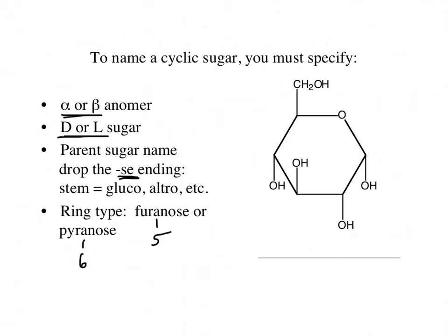So this particular example that we have right here, we're going to name it, but we have a fundamental problem, and that is that we do not know what sugar it is. Can you tell me, is it alpha or beta? You guys are good. Yeah, it's alpha. Is it a D or an L sugar? The CH2OH is up, so D sugar. Parent sugar name? Beats me. I don't know. So we're going to have to, guess what? Peel the thing apart. Okay?